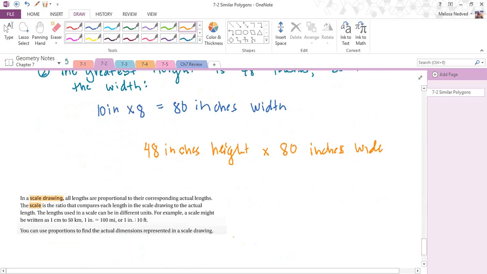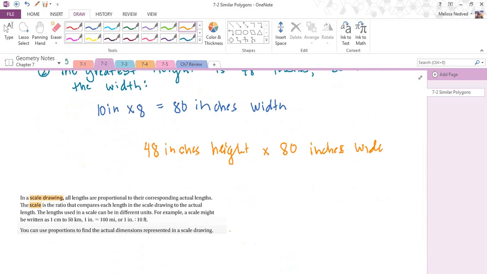So to wrap up section 2, lots of times similar figures come into play with what we call a scale drawing. In a scale drawing, all lengths are proportional to their corresponding actual lengths. The scale is the ratio that compares each length in the scale drawing to the actual length. The lengths used in a scale can be different units. For example, a scale might be written as 1 centimeter to 50 kilometers, 1 inch to 100 miles, 1 inch to 10 feet, etc. You can use proportions to find the actual dimensions represented in the scale drawing.